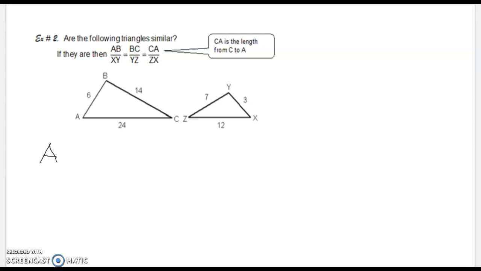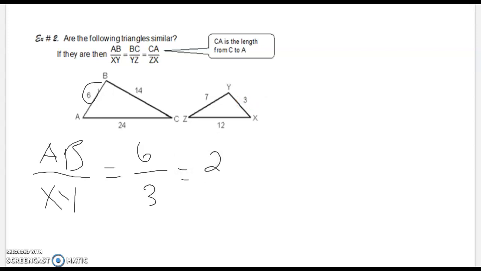So now let's write this out. So back to AB. So AB divided by XY, and that's just rewriting this up here. So if we were to fill in the numbers, length A to B is up here, so that's 6. So it's 6 divided by XY. So XY is right here. So 6 divided by 3, that equals 2.